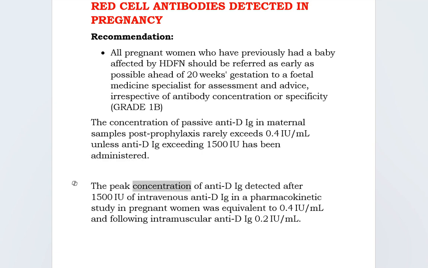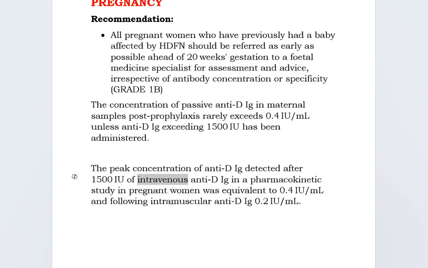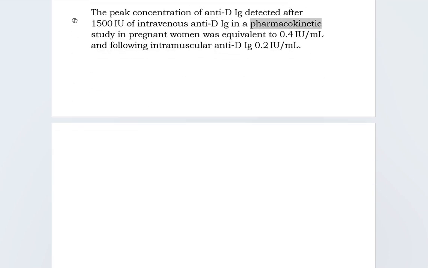The peak concentration of anti-D Ig detected after 1500 IU of intravenous anti-D Ig in a pharmacokinetic study in pregnant women was equivalent to 0.4 IU/ml, and following intramuscular anti-D Ig, 0.2 IU/ml.